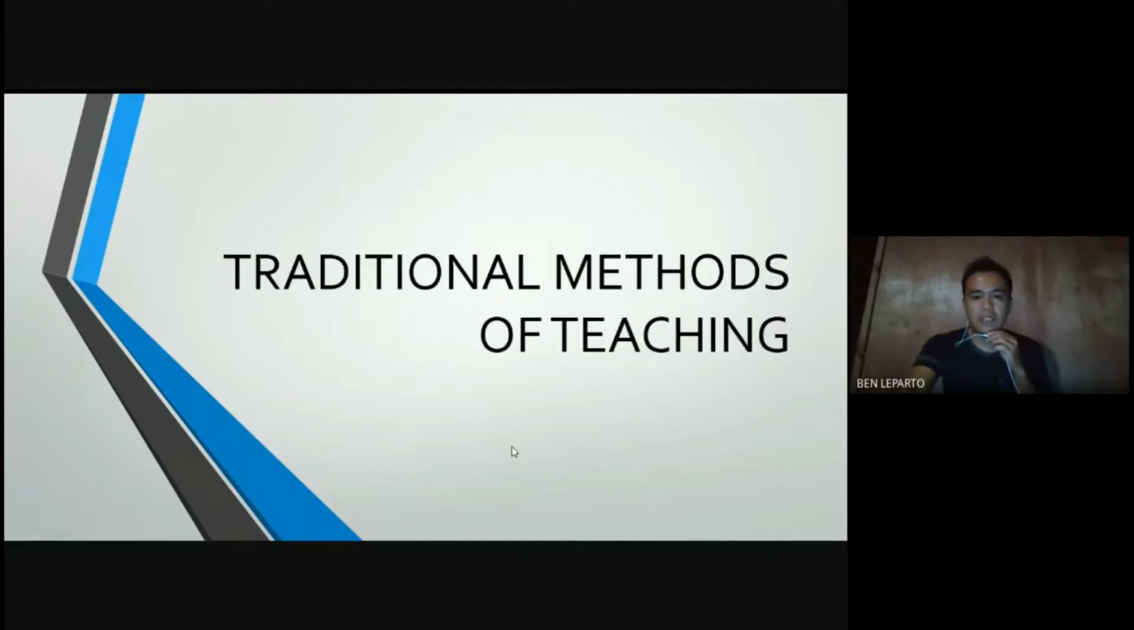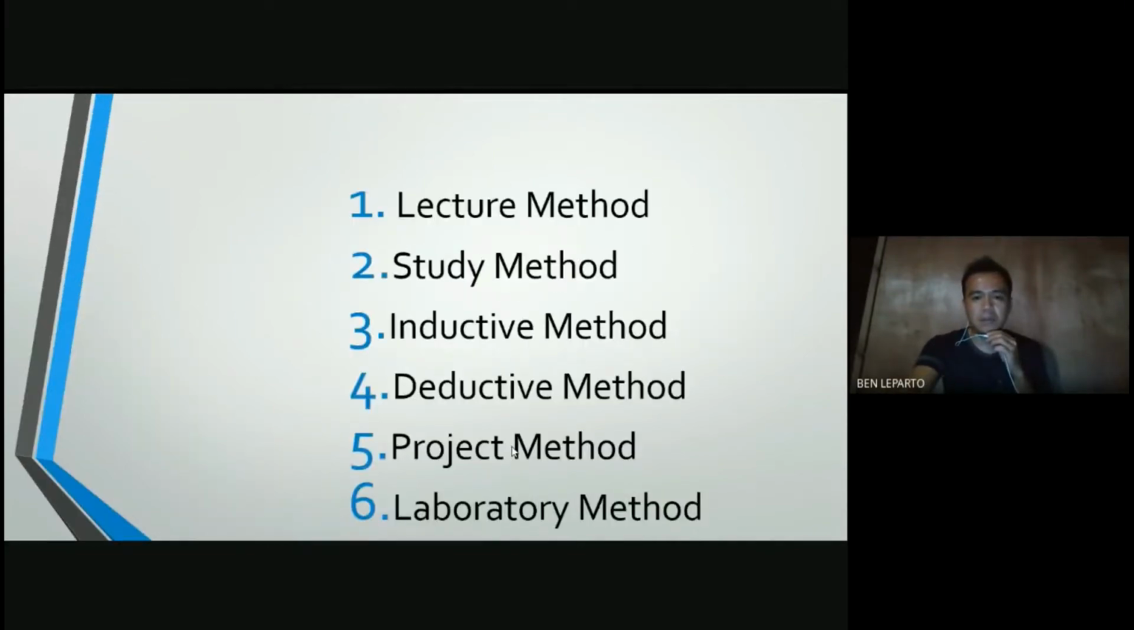Today we will discuss traditional and progressive methods of teaching. In traditional methods of teaching, there are 6 examples. Number one is the lecture method. Number two is the study method. Number three is the inductive method. Number four is the deductive method. Number five is the project method. And number six is the laboratory method.